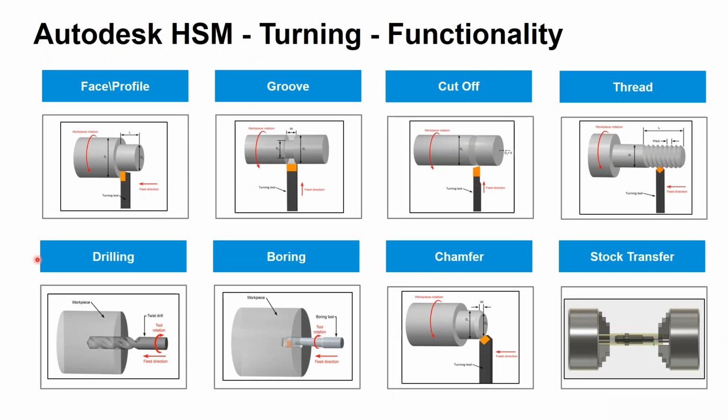If we look into the turning in the software, we have a lot of turning functionality. We have face and profile turning, groove turning, part cut off, and by that we also have a stock transfer to the subspindle. We have thread milling, drilling, boring, and chamfer turning. And the chamfer turning is similar to the chamfer milling. It's the same purpose.